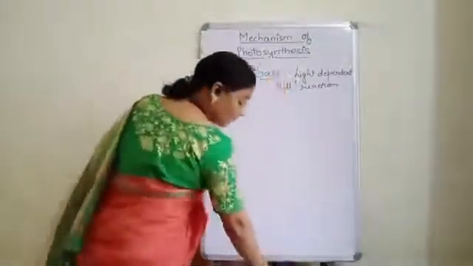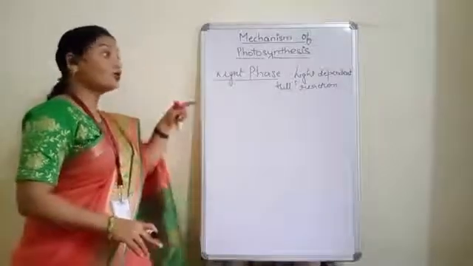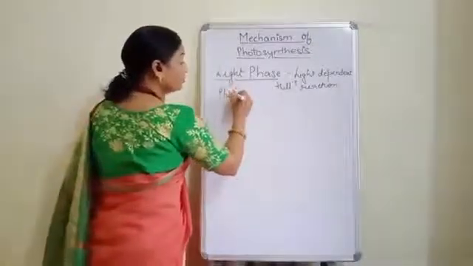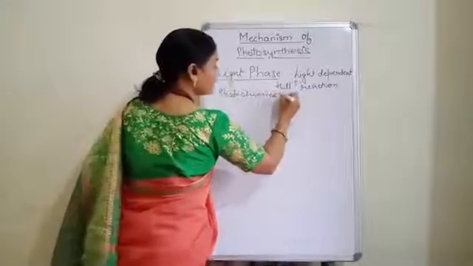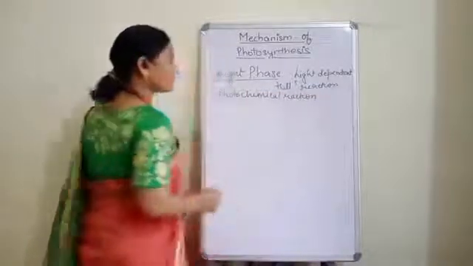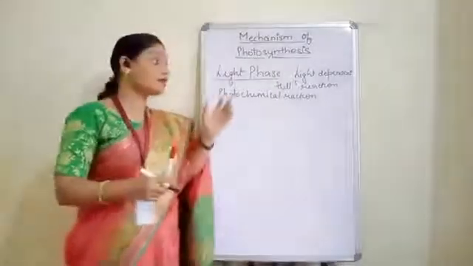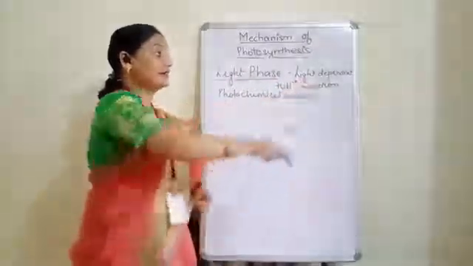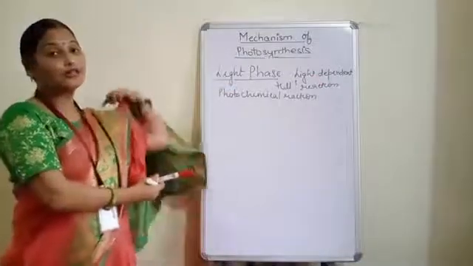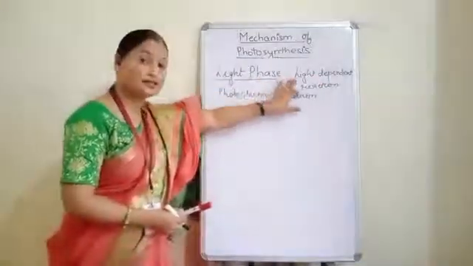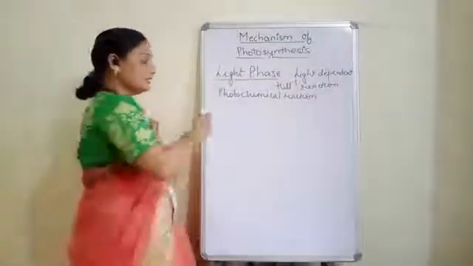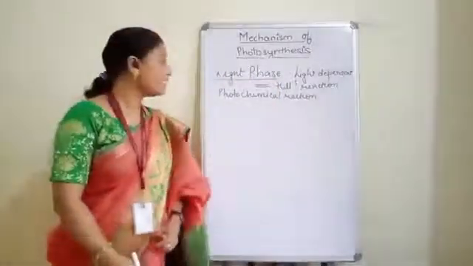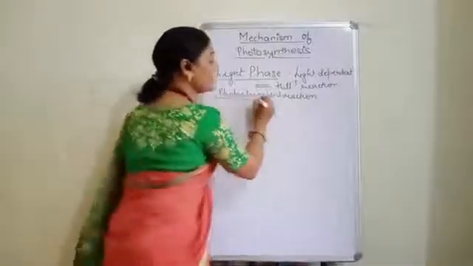Now see, what happens in the light phase, also called the light dependent reaction, or the photochemical reaction or Hill's reaction. Now see children, why have we given so many names to this phase? Reason: because it requires light, and that's why we can call it a light dependent reaction. Second point, this was discovered by the scientist Hill. That's why we can call it Hill's reaction. And then it is also called a photochemical reaction.